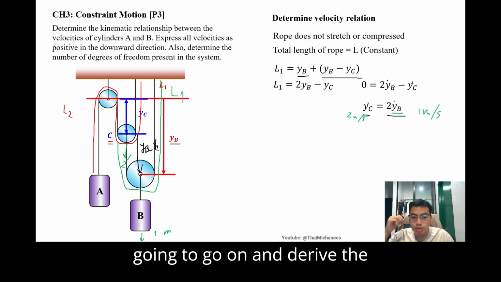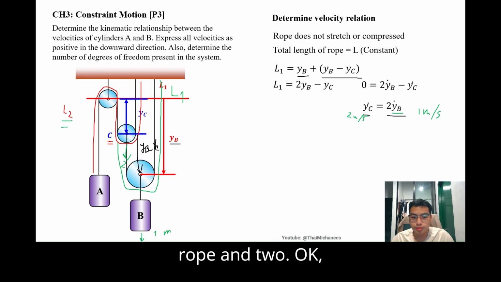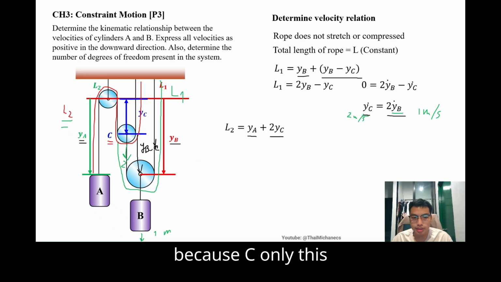We're going to go on and derive the length of the second rope, L2. L2 is here, right? So L2 will be equal to YA, this length here, plus 2YC. Yes, YA and 2YC, because YC is only this distance here.